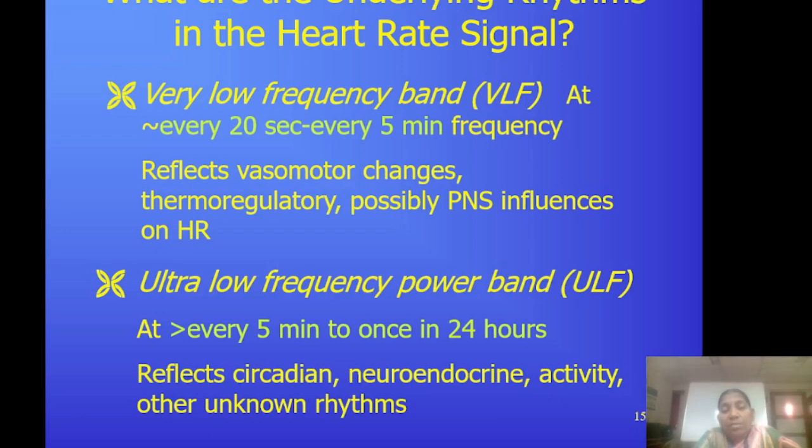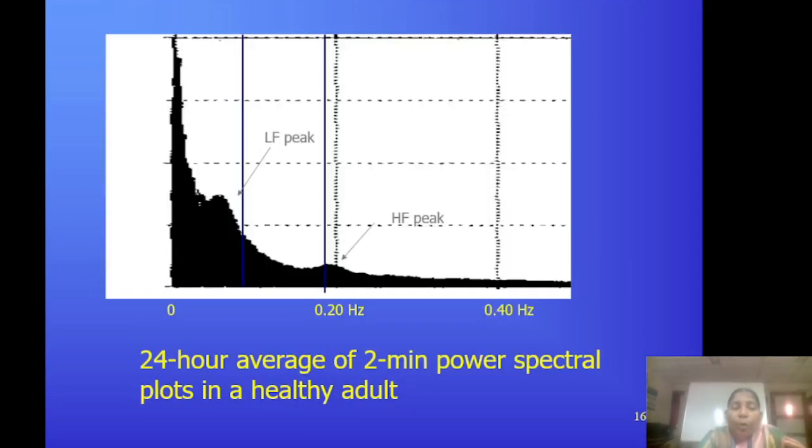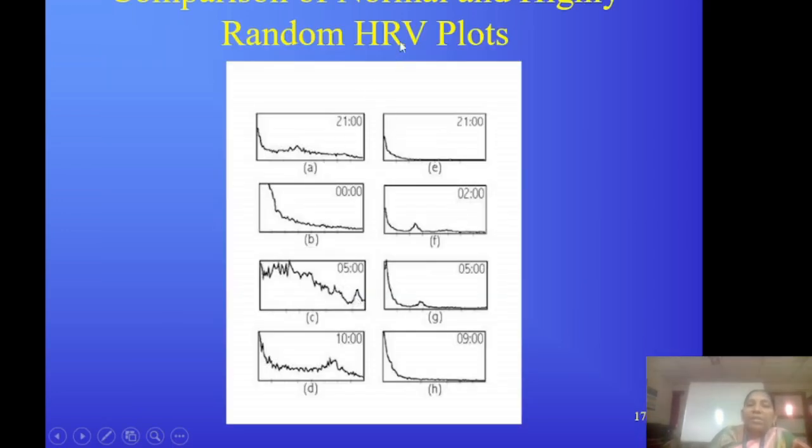The next one is the ultra low frequency band, which we call ULF. It is at every 5 minutes to once in 24 hours that we get this ultra low frequency power band. This reflects the circadian rhythm, neuroendocrine activity and other unknown rhythms. If you see the 24-hour average of 2-minute power spectral density taken for a healthy adult, you can observe the low frequency peak and the high frequency peak. This is a comparison of normal versus random HRV. You can get the power plots here.